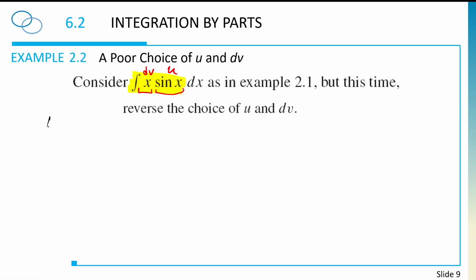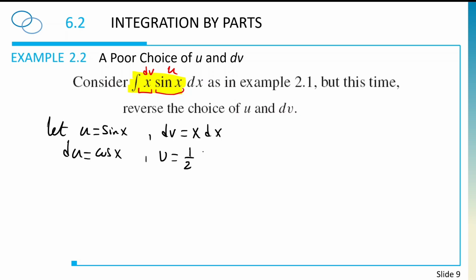So let's say that u equals sine of x, and dv equals the remaining part, x dx. du will be the derivative of u, which is cosine of x, and v is the integration of x, so v is half x squared. Okay, now let's follow the rule.